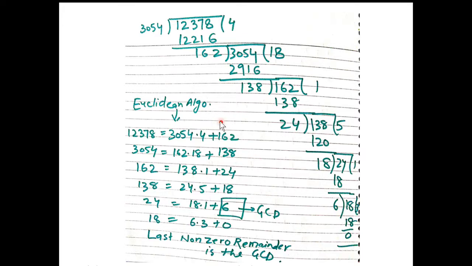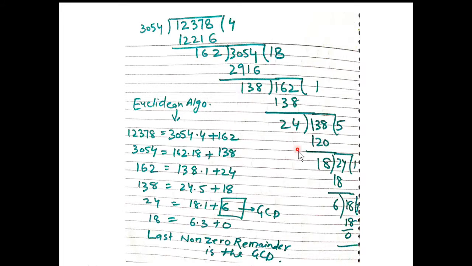In the Euclidean algorithm, we write these steps like this. In the first step, we are dividing 12378 by 3054. That means this dividend can be written as divisor into quotient plus remainder. And in step 2, we are dividing 3054 by 162. So here 3054 can be written as 162 into 18 plus the remainder.